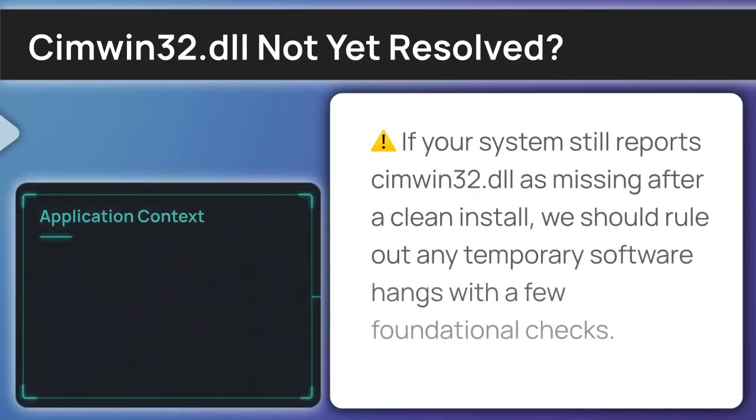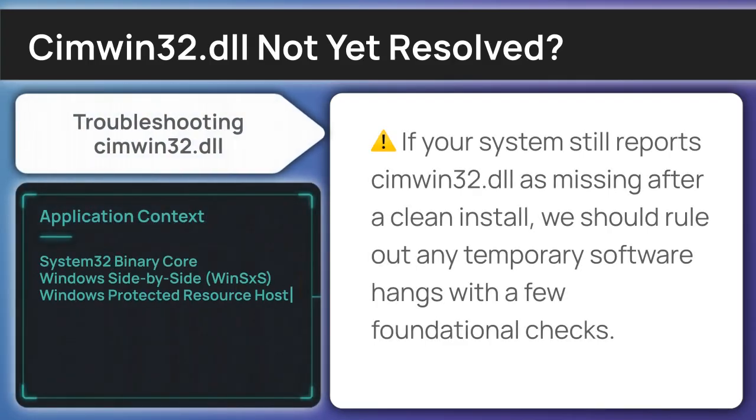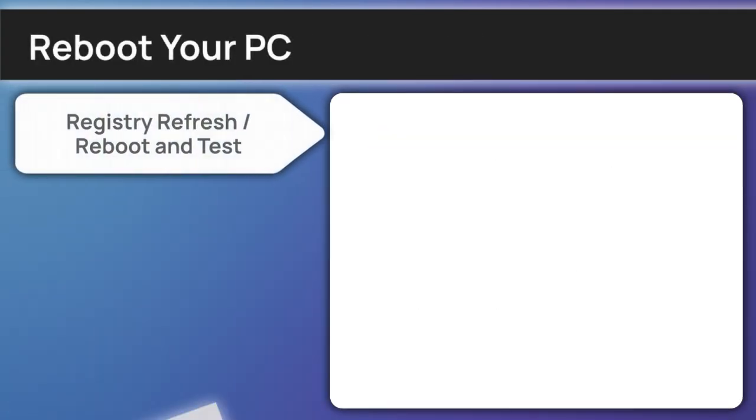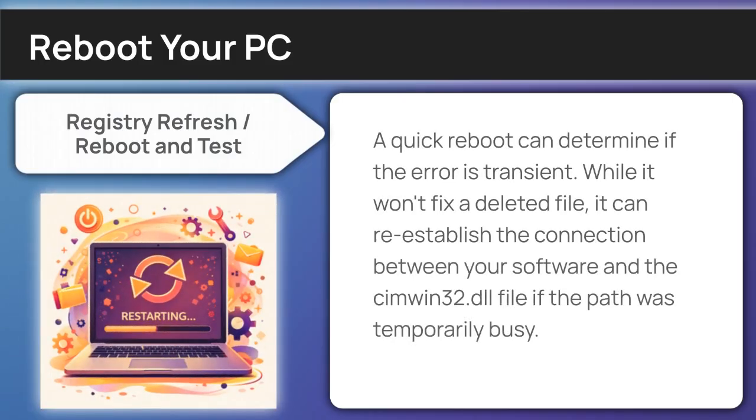If a standard reinstallation doesn't restore the library, we need to verify if the system environment is properly recognizing the new components. A quick system restart is a practical way to ensure that all shared libraries, including the Cimwin32, are being loaded correctly into the current session's memory.